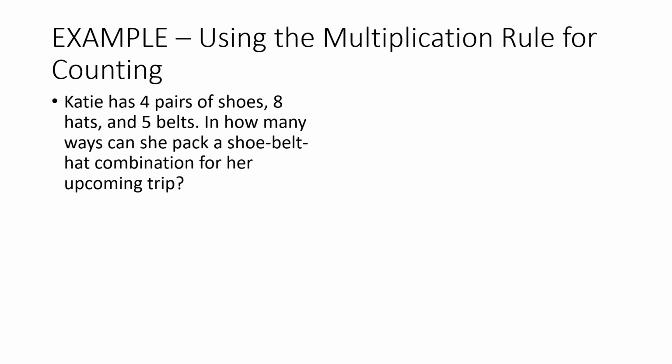Similar to what I referenced a minute ago, 4 pairs of shoes, 8 hats, and 5 belts. And how many ways can Katie pack a shoe, hat, belt outfit? So 4 choices for her shoes, 8 choices for her hats, and 5 choices for her belts. So 4 times 8 times 5, that's 160 possible combinations.